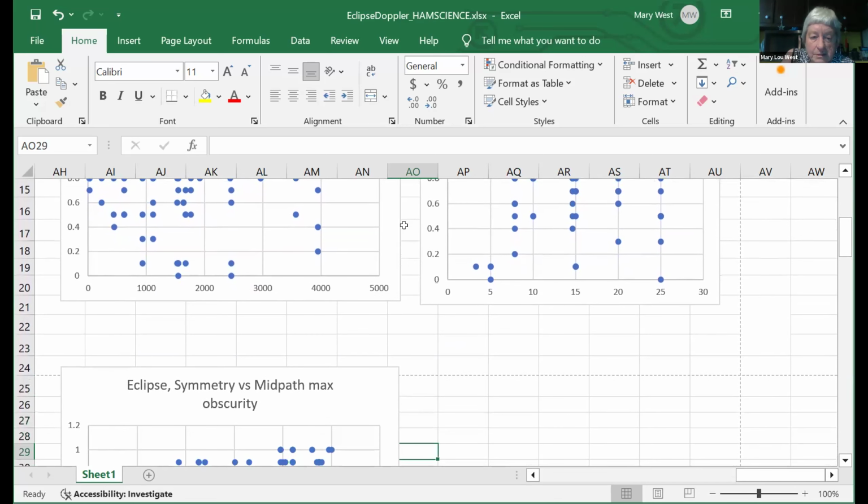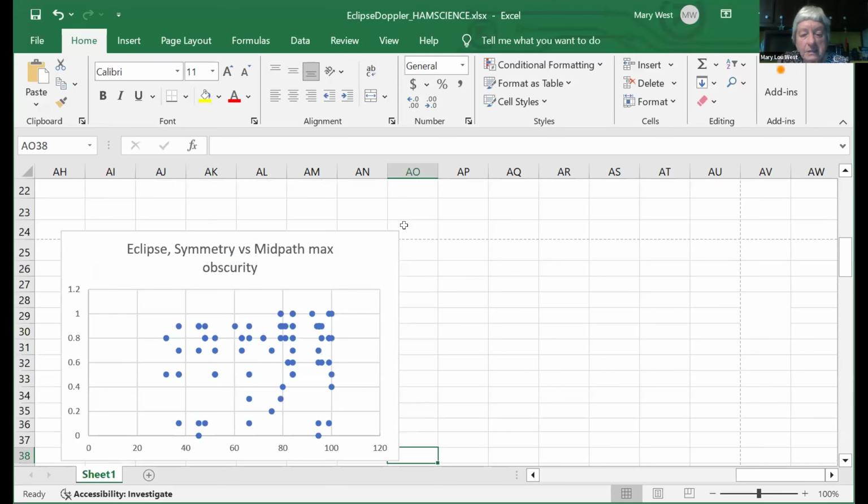And I think those next ones are the, so here's one that you were really just asking about moments ago. Symmetry on the y-axis versus the mid-path maximum obscuration. So if the path goes through totality, you get a mark of 100% at the bottom right. And all the ones to the left of that, the path does not go through totality, but goes through some percentage of darkness. So some of them got 90% dark, but not total. I expected that the ones at 100 here would be much higher or much lower or somehow differenter, but they're not. They're just in the mush with all these other points.